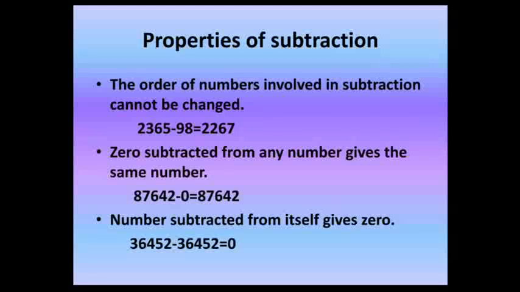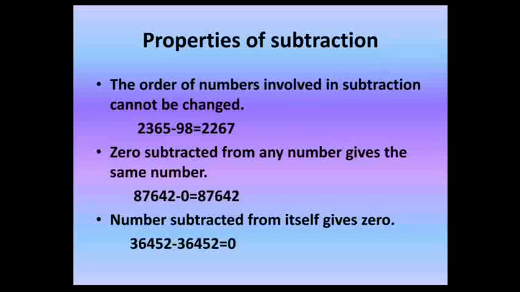Some properties of subtraction. Let's see some properties. Number 1, the order of numbers involved in subtraction cannot be changed. You can see in this example, 2365 minus 98 is equal to 2267. If you change the sequence of the numbers, 98 minus 2365, you will not get the same answer. Unlike in addition, in subtraction you cannot change the place of the numbers. If you do, you will get a different answer.